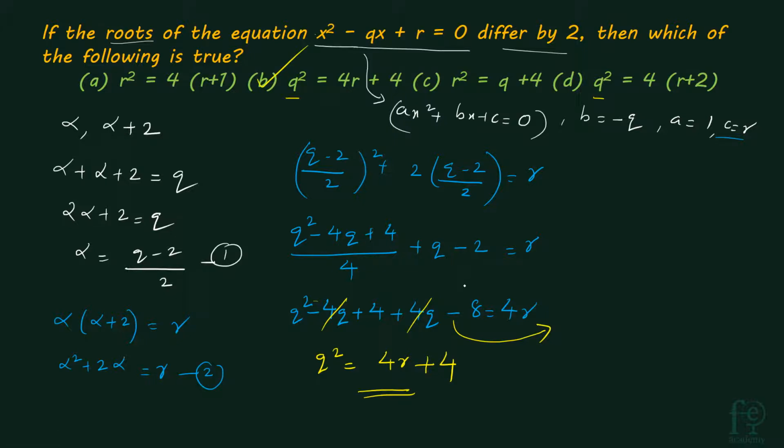Okay, it's a very straightforward question. You have to be very thorough that sum of the roots is equal to minus b by a and product of the roots is equal to c by a. Find out the values of a, b and c from the given equation. Just simplify and you will be getting the required answer.